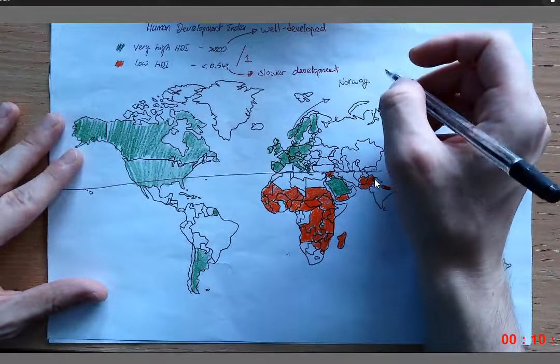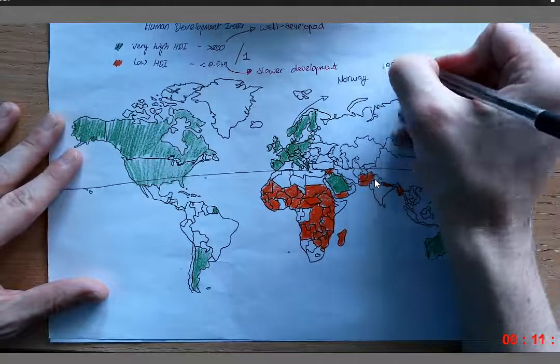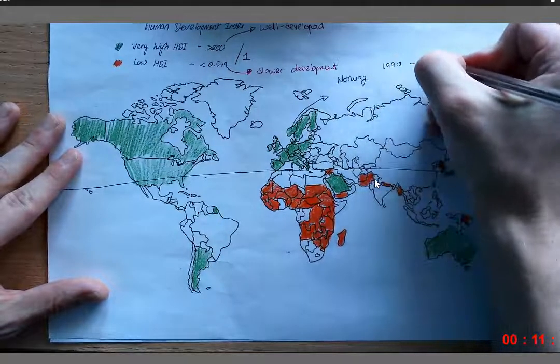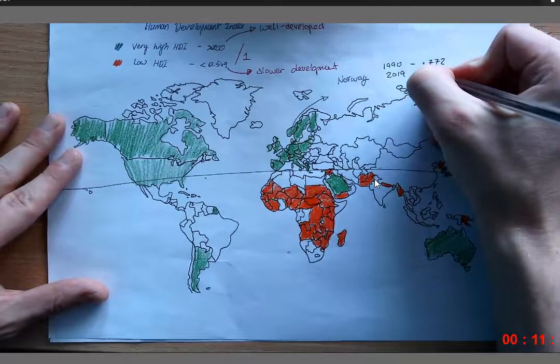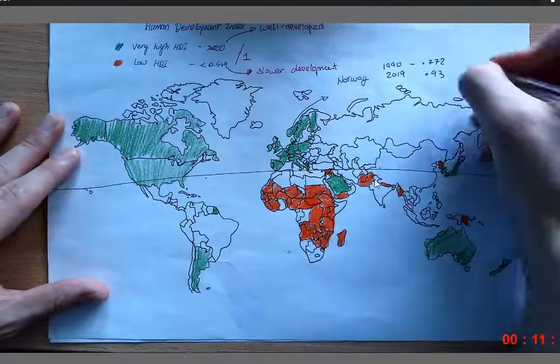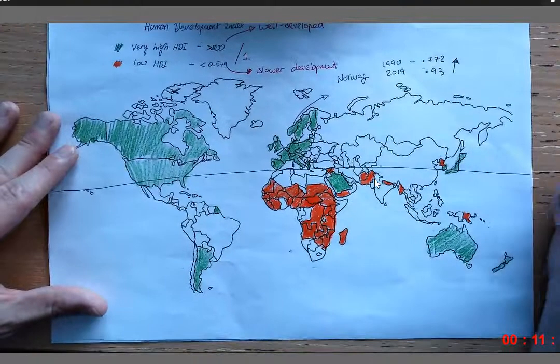Now, Norway's HDI was in 1990 0.772, and in 2019 it went up to 0.93. That's a huge increase. So we can see that Norway has vastly developed in 29 years.